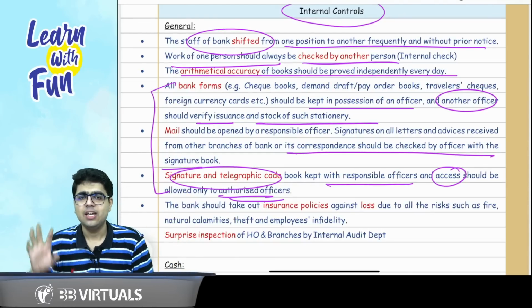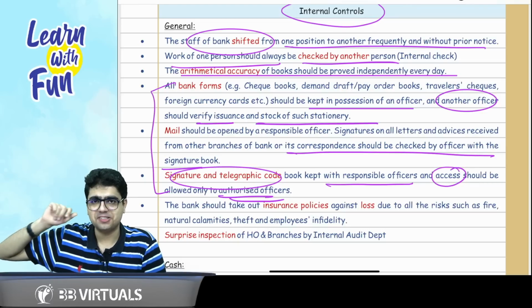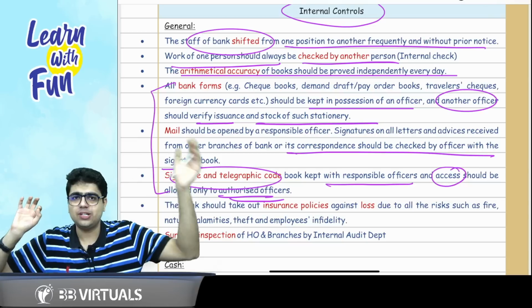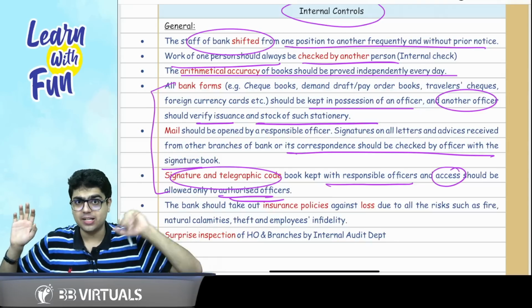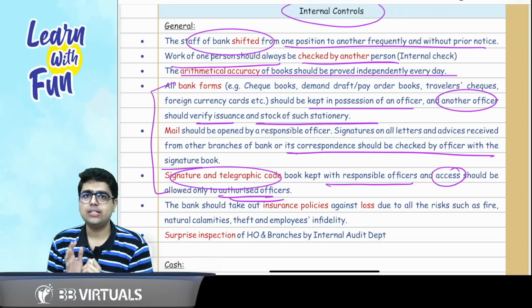Let's revise it again. First three basic points, let's recall them from chapter 3, that is the risk assessment and internal control. First point is job rotation. Staff should be rotated from one position to another without even telling them. Then comes the next point, work done by one person should be checked by another. Third point, arithmetical accuracy should be proved. Then comes the points of stationery.